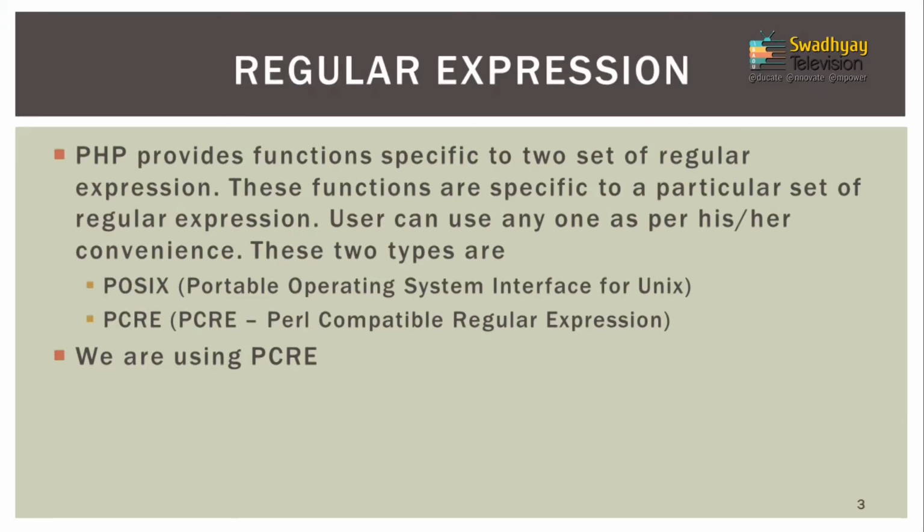Now PHP mainly supports two sets of regular expressions, and the functions are specific to a particular set. The user can use either one as per his or her convenience. These two types are: one is known as POSIX, Portable Operating System Interface for Unix, POSIX being the acronym. And the second one is PCRE, meaning Perl Compatible Regular Expression.